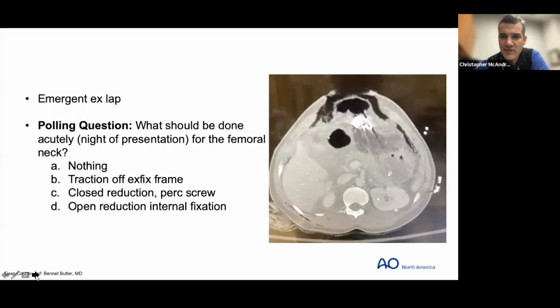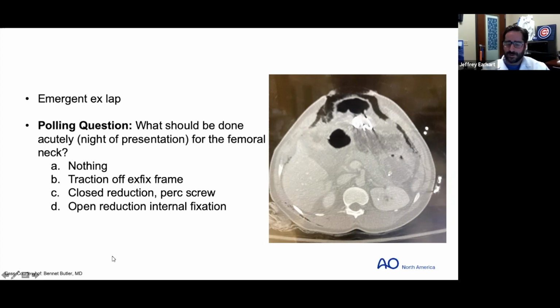All right, we got some results. All right, traction off the X-fix frame, and nothing would wouldn't make you feel great, but sometimes it's got to happen. Again, it's life before hip, but closed reduction percutaneous screw, open reduction full bore. Jeff, what are you thinking?